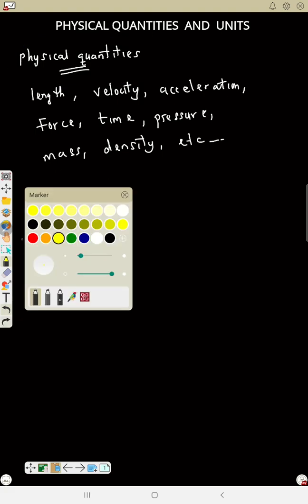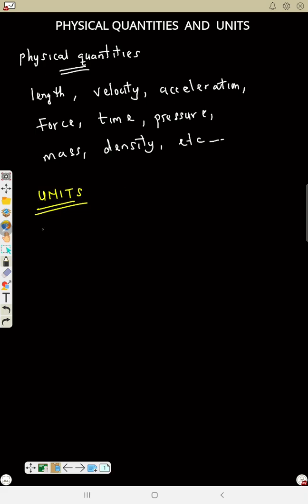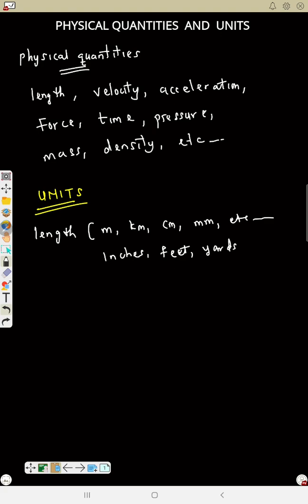So the unit of measurement for length can be meter, kilometer, centimeter, millimeter, etc. We can also measure lengths in inches, feet, yard, miles, etc. So that is the unit of measurement of length.